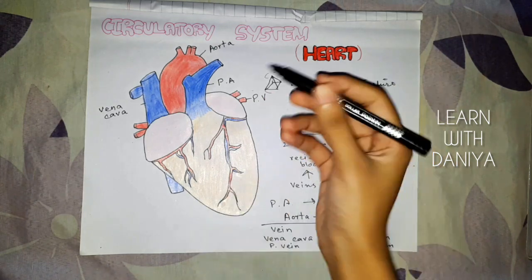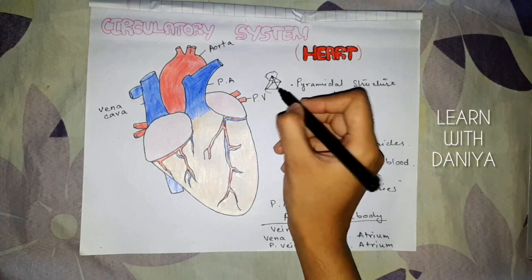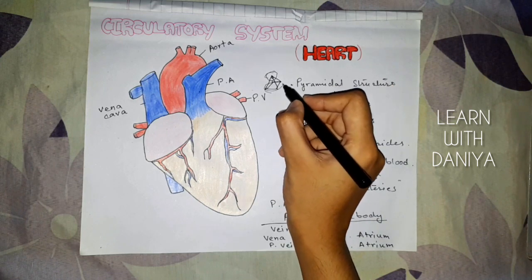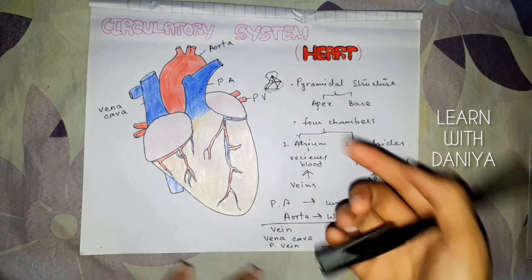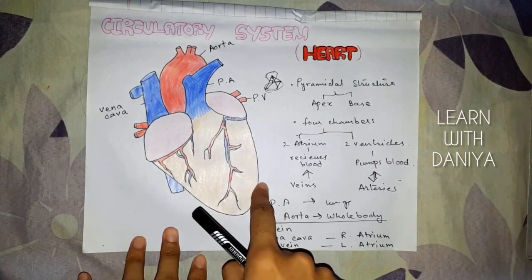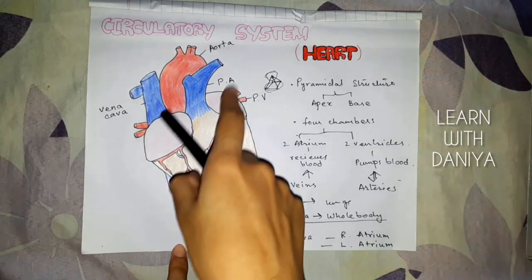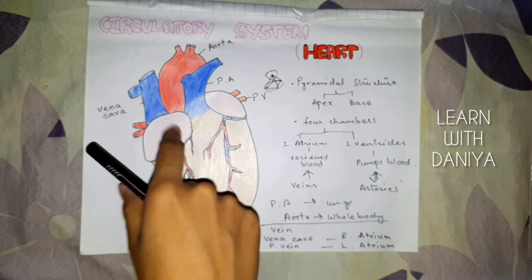The upper part of the pyramid, or the pointed part of the pyramid, is called the apex, and the broader part is called the base. The heart structure is the same, just like an inverted pyramid. The lower part of the heart is pointed, so it is the apex of the heart, and the upper part is broader, and this is called the base of the heart.